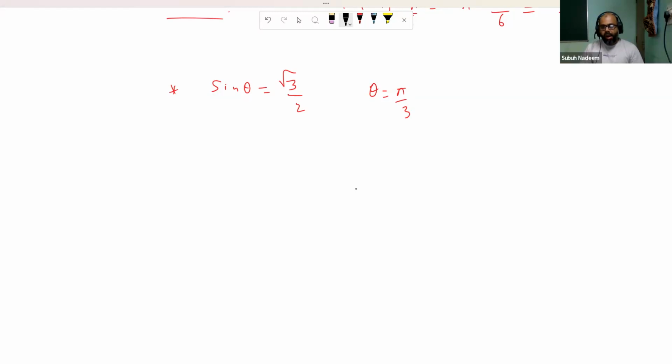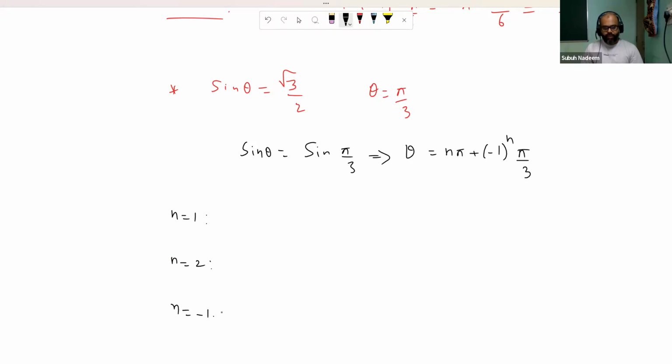No, what is the general solution? First, tell me what is the general solution. If sine theta is equal to sine pi by 3, then what is the general solution? So n pi plus minus 1 to the power n into pi by 3. Is this the general solution? Yes, sir. Now put n equal to 1, 2, and minus 1, and tell me what angles are coming.